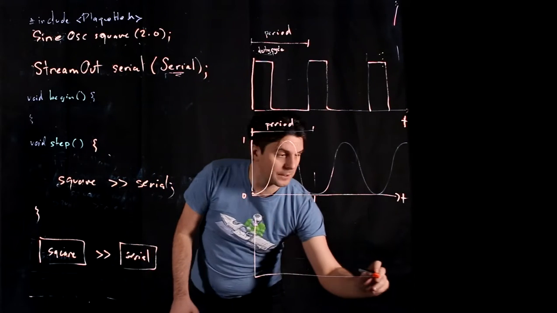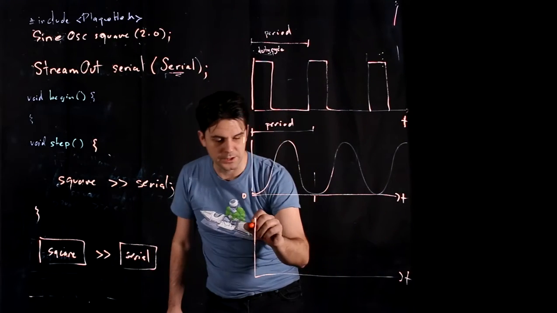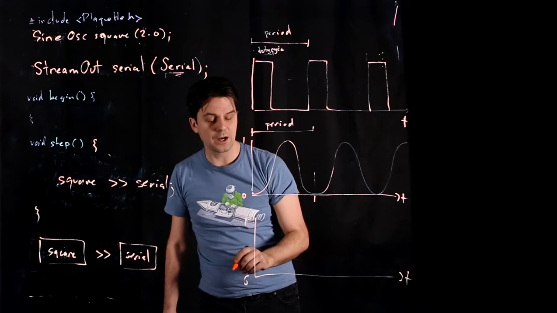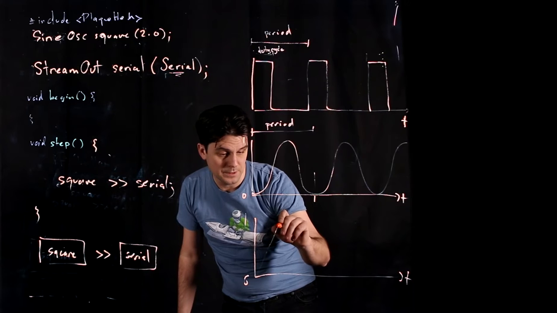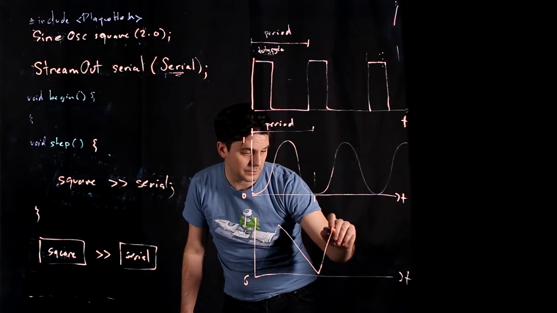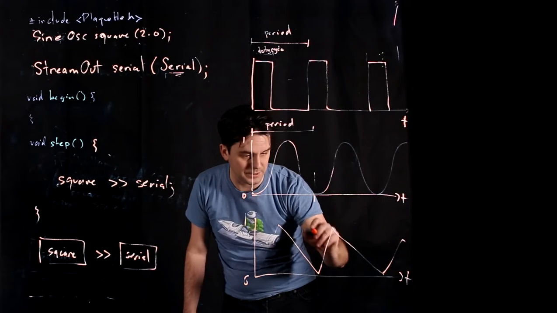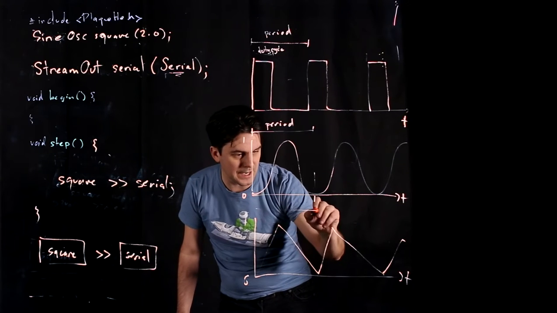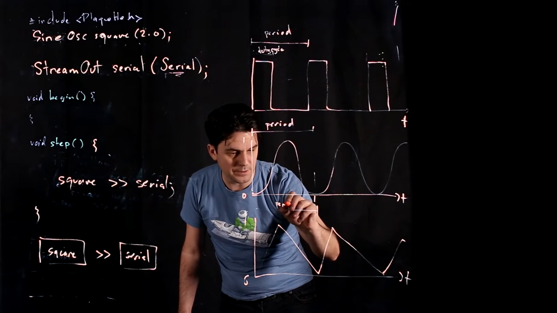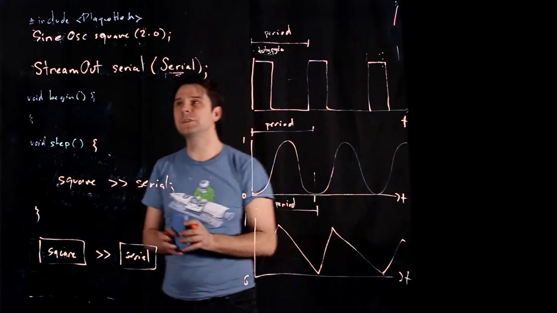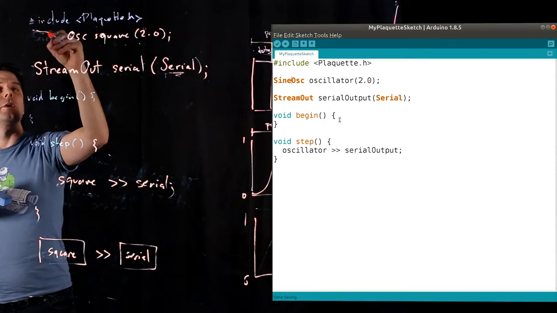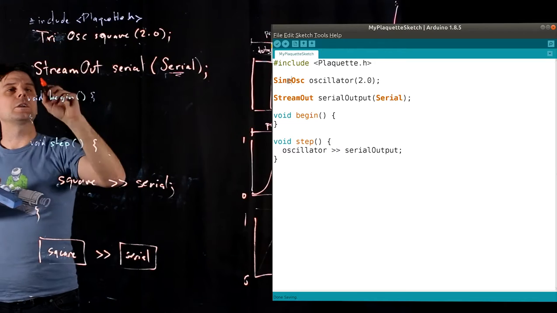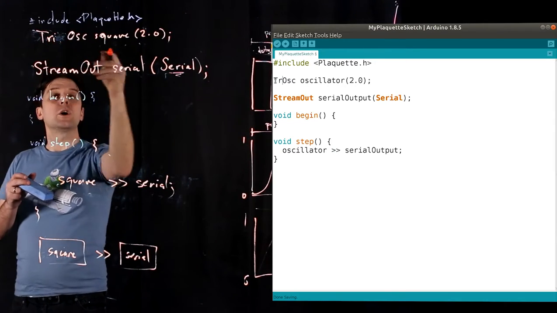Another kind of oscillator that we can use is called the triangle oscillator, and this one goes like a triangle. So it goes up and down and up and down in a linear fashion. And again, we have this period that we can change. You can create a triangle oscillator by using the TriOsc.